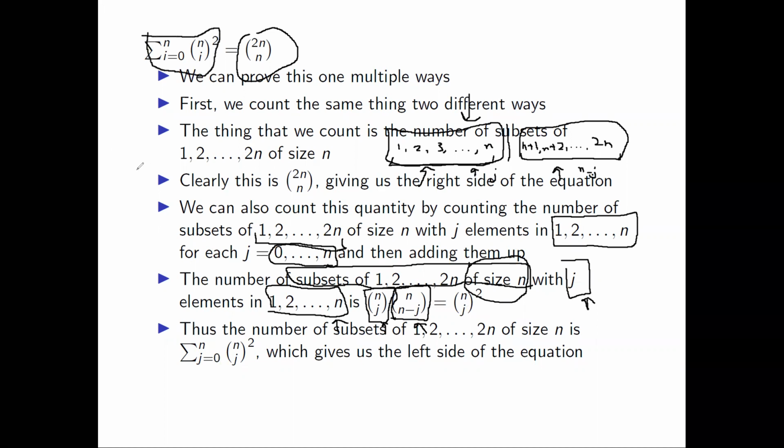So we counted the same thing two different ways. The number of subsets of 1, 2, up to 2n of size n was clearly equal to the right side, and it was also equal to the left side, because we saw that we can break up the quantity in two cases and sum those cases up. And it gave us exactly that sum. So it worked out pretty nicely.